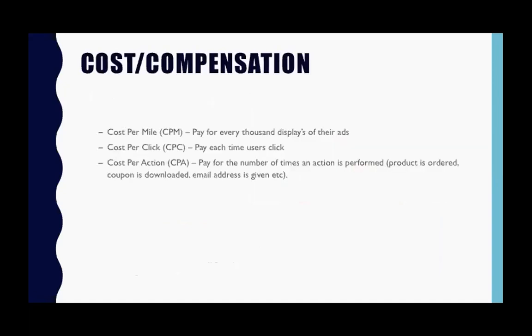Okay, so there's different costs for digital ads as well. Cost per mille, CPM, means you pay for every 1,000 displays of the ad. It's a little different than in print. Cost per click, CPC, is basically when users click the page. And cost per action, CPA, which is pay for the number of times an action is performed. So if a product is ordered, a coupon is downloaded, an email address is given, etc.